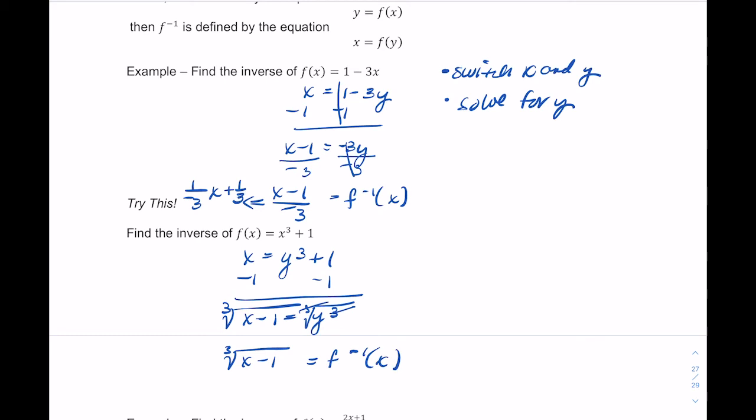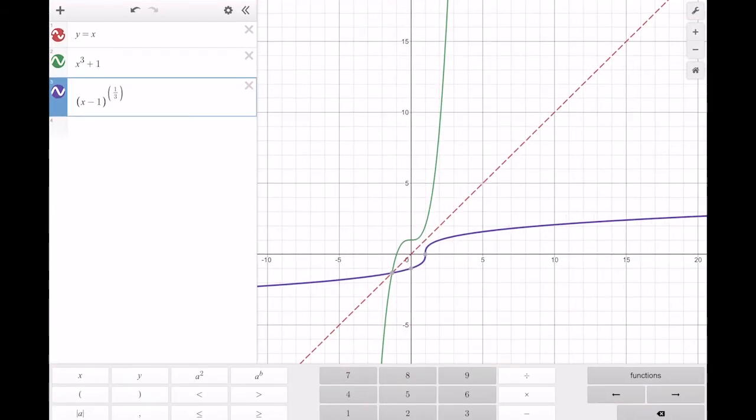So if we take a look at the pictures, we can again see that they're going to be inverses of each other because they should reflect over the line y equals x. I already have it typed into Desmos, and as you can see here, both of those equations, x cubed plus 1 and the cube root of x minus 1, are symmetric to each other through the line y equals x. So if I fold along that dashed line, the green curve, which is x cubed plus 1, and the blue curve, which is the cube root of x minus 1, will map onto each other.